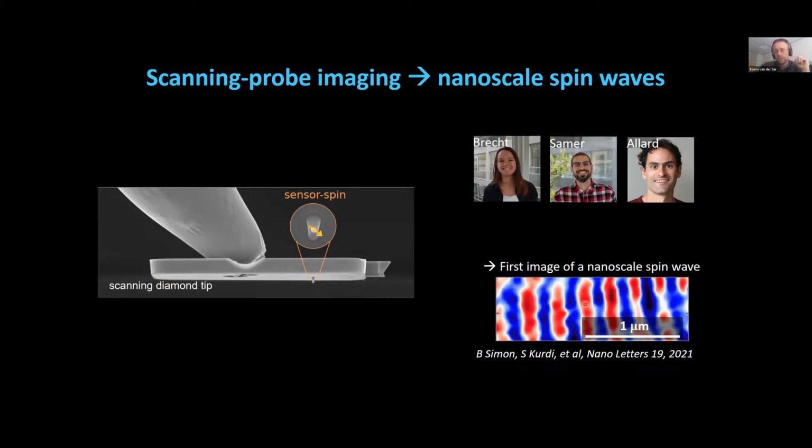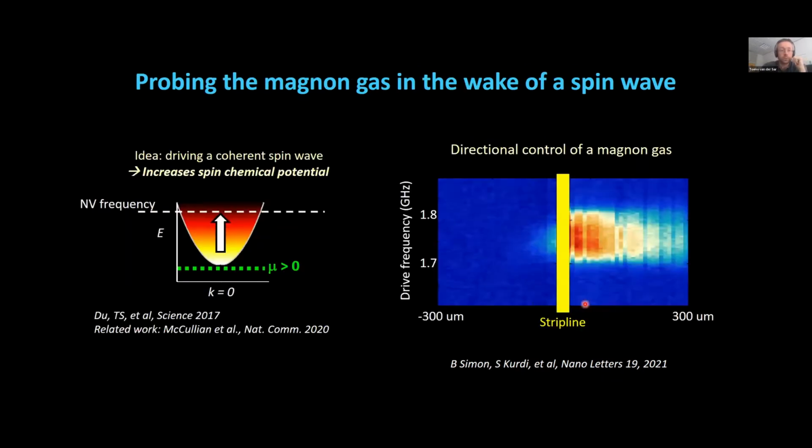Now, in addition, the advantage of this technique is that you can actually touch down with the tip onto a magnet and thereby put your NV center very close to the magnetic material. And that makes it very sensitive, because now we can also detect thermal spin waves. And we use this to study magnon gases that are produced by the excitation of coherent spin waves.